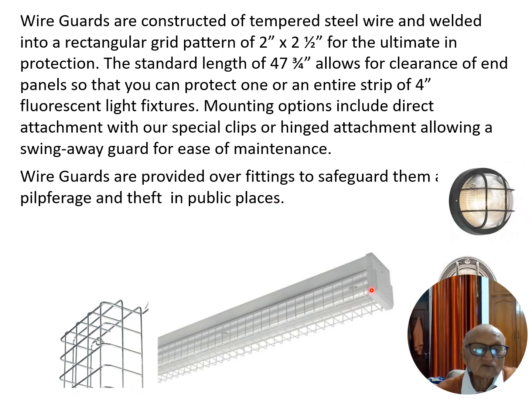Now, this is a linear type of fitting covered by this one, so that people are not able to take out the fluorescent tube or lamp and take it away home. So the wire guard construction is something like that. There are wire guard systems provided in the fittings which are provided in toilets and public areas. People are in the habit of taking away the lamp from these, so they are protected and locked.